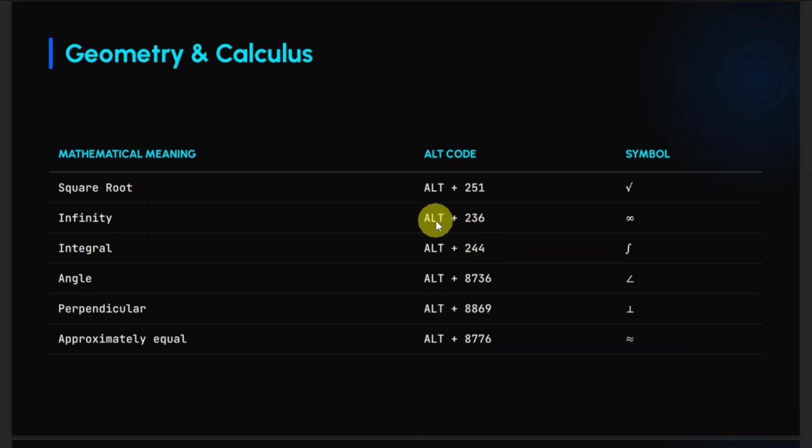Hold Alt, then write 236, then release Alt. That time you get the infinity symbol. To write the integral symbol, hold Alt, then write 244, then you get the integral symbol.